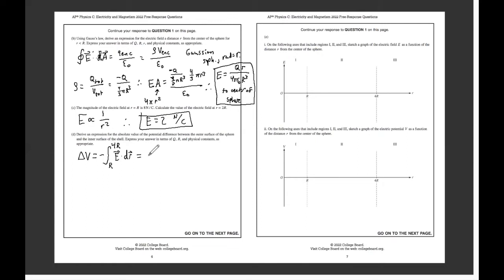Now, the thing to note is that the electric field is going to go like negative Q over 4 pi epsilon naught little r squared, dr, from big R to 4 big R. That negative sign again is present because the non-conducting sphere is negatively charged.